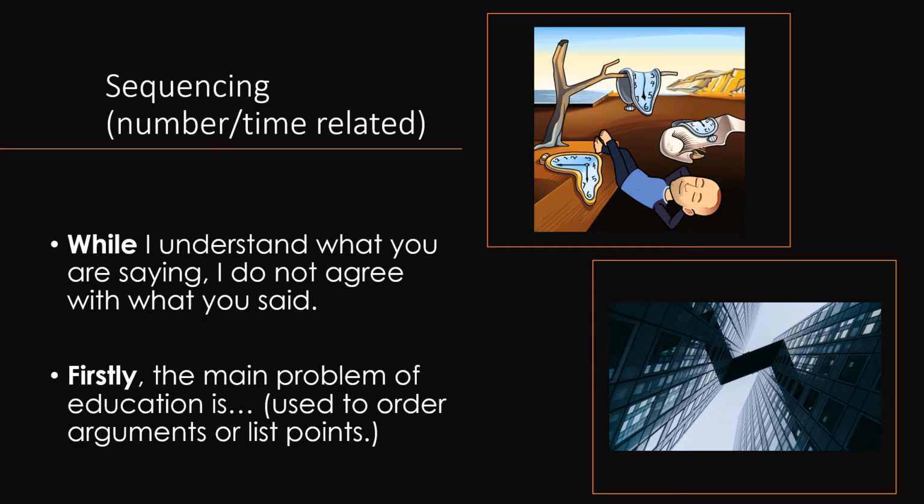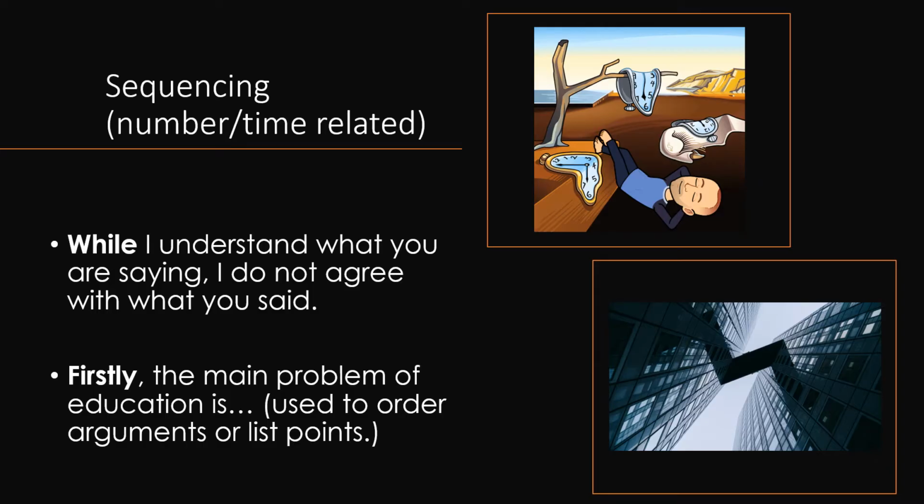Sequencing linking words tell the audience about when something happens. It can also be of great use when organising an argument. So you can see here, while I understand what you are saying, I do not agree with what you said. Even though the linking word is appearing at the beginning of the sentence, it's still a linking word because it's still got those two ideas that are being joined. And it's talking about doing two things at once. So you can understand and at the same time not agree.